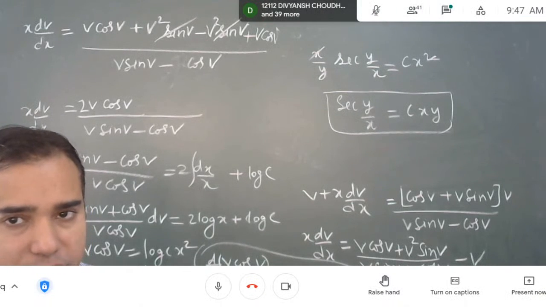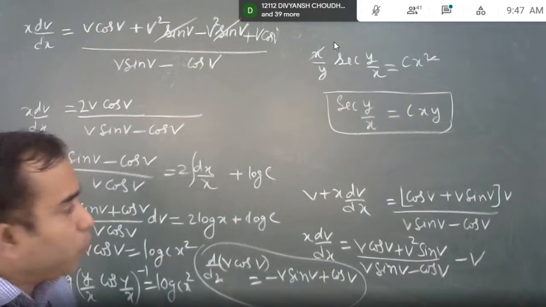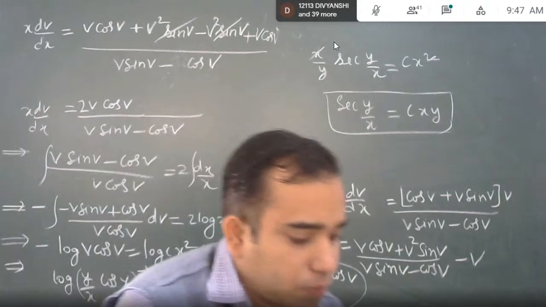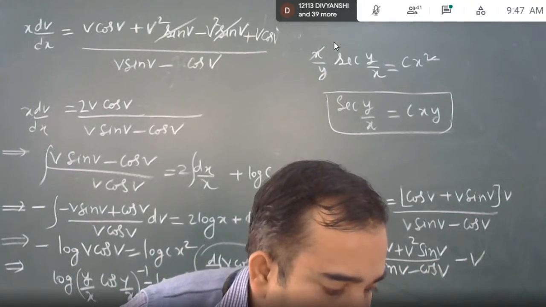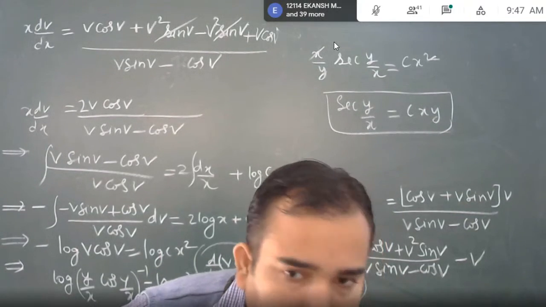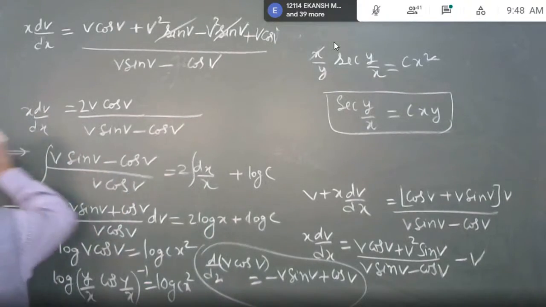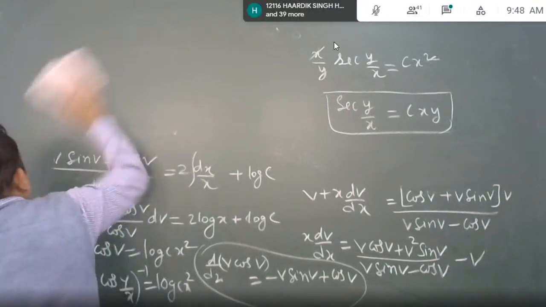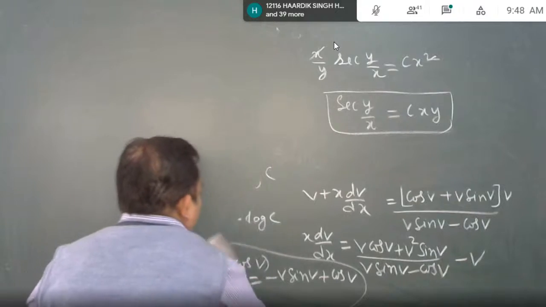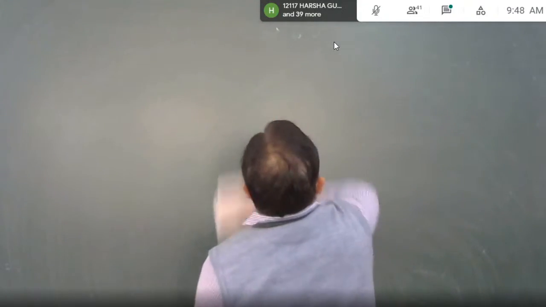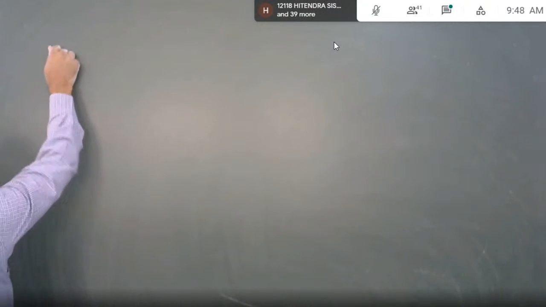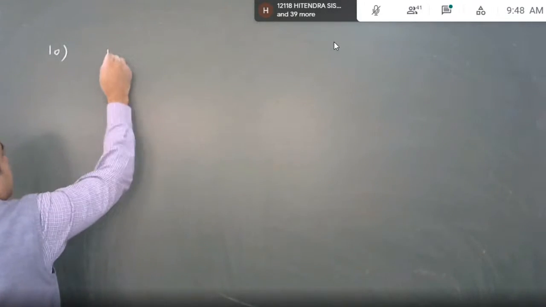10th, let us see, because x upon y is appearing. Varsha Poswalia, will you read the next question? 10th. One plus e to the power x upon y. One minute. Yes, 10th. 1 plus e power x upon y.